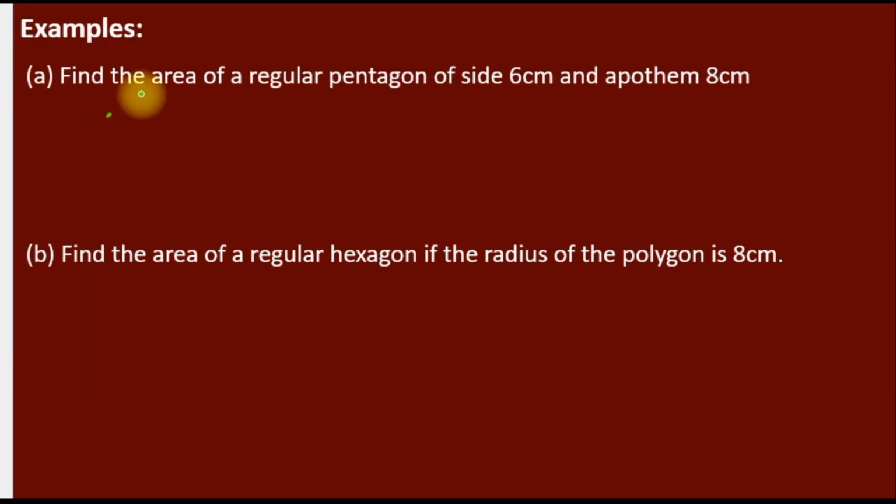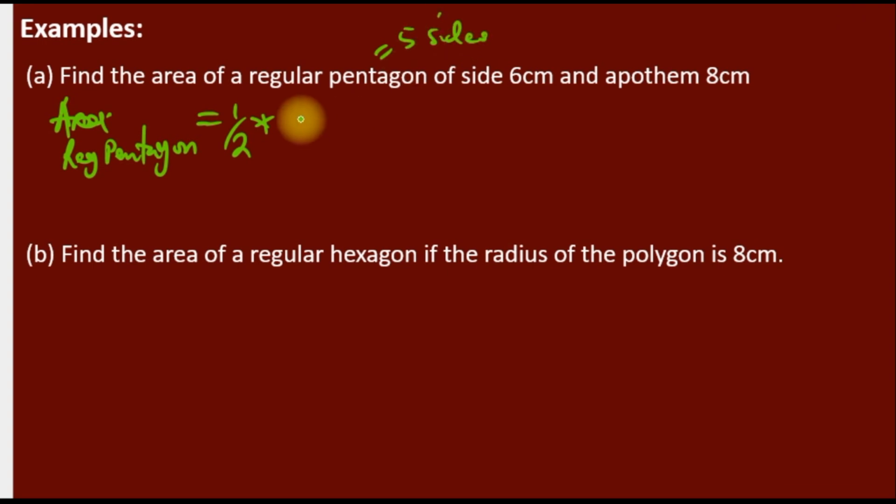So they said find the area of a regular pentagon of side 6 and apothem 8 cm. So without wasting time, the area of the regular pentagon is half times perimeter. What's the perimeter? A pentagon has 5 sides. So I have 5 times 6, as each of the sides is 6 cm, times the apothem, which is 8.